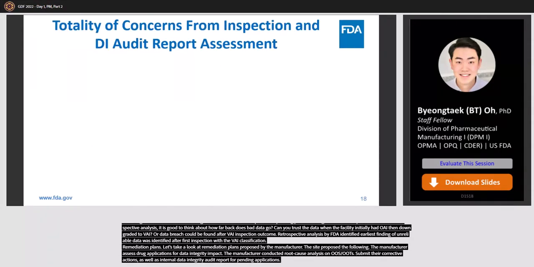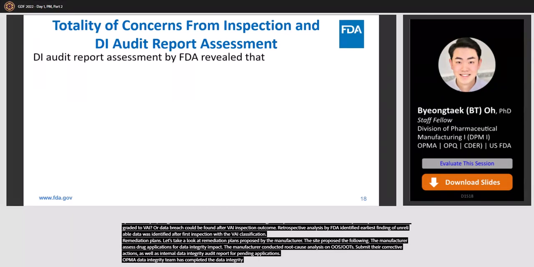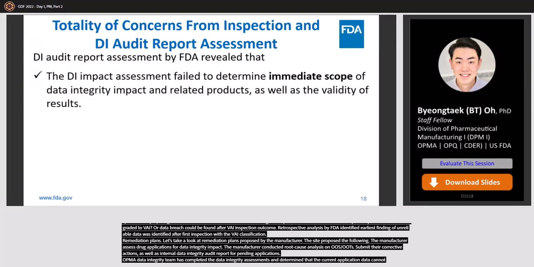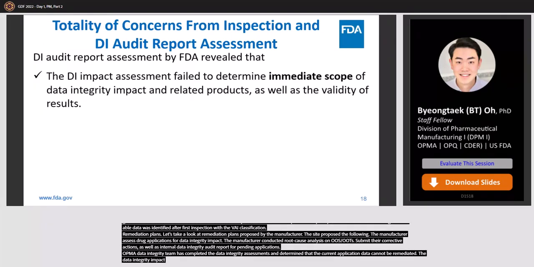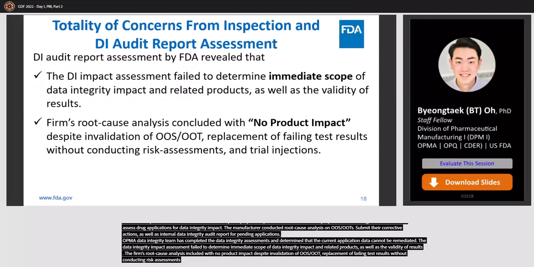The OPMA data integrity team has completed the data integrity assessments and determined that the current application data cannot be remediated. The data integrity impact assessment failed to determine the immediate scope of data integrity impact and related products, as well as the validity of results. The firm's root cause analysis concluded with no product impact despite invalidation of OOT results, replacement of failing test results without conducting risk assessments, and trial injections.